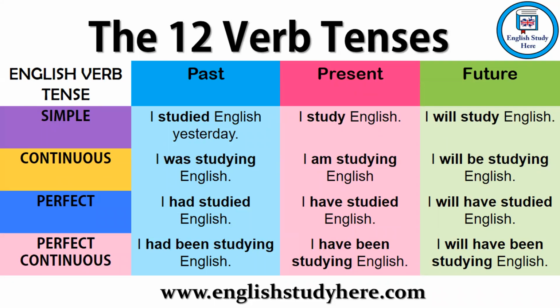Past perfect, I had studied English. Present perfect, I have studied English. Future perfect, I will have studied English. Past perfect continuous, I had been studying English. Present perfect continuous, I have been studying English. Future perfect continuous, I will have been studying English. So like that only you have to link the past tense along with this tabular column. So I hope this verb tense is clear for you.